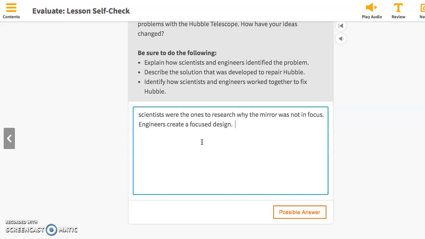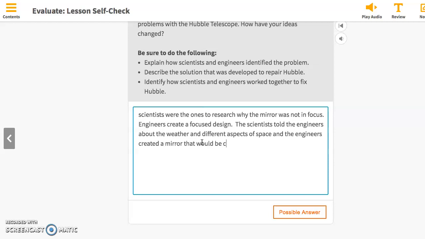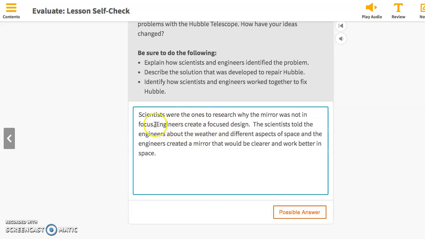How did they work together to fix the Hubble? The scientists told the engineers about the weather and different aspects of space. And the engineers created a mirror that would be clearer and work better in space. Okay, there's 3 pieces, so you should have 3 sentences, right? Everything should be capitalized. Scientists, there's 1 sentence, 2 sentences, and 3 sentences.